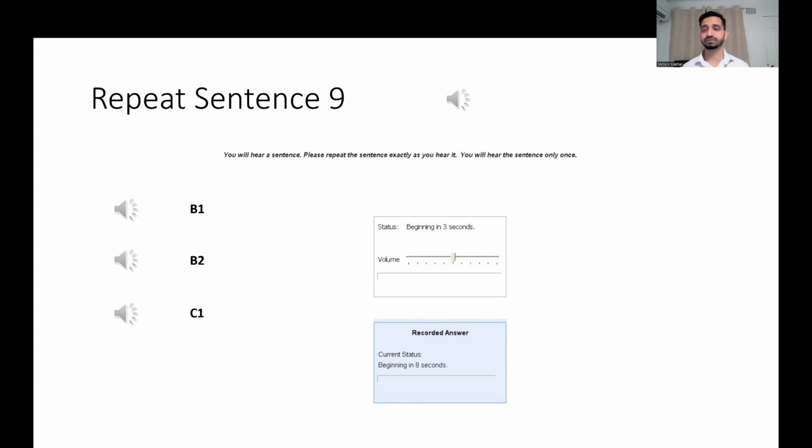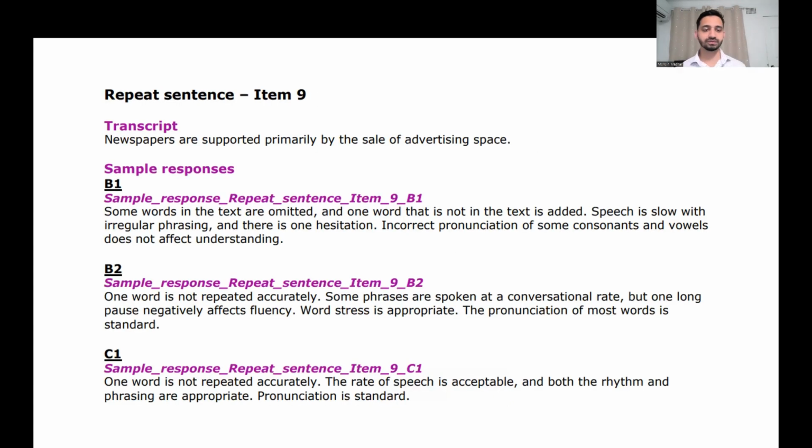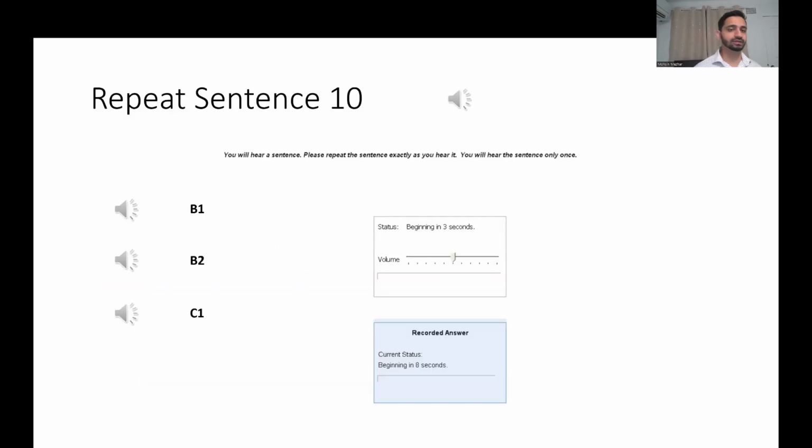Right, good. So he's trying to match the accent as well, using the lady's intonation as a guide. All right, let's look at the transcript: newspapers are supported primarily by the sale of advertising space. Again, please pause here and read all of these responses. We're going to move on to our last one, which is repeat sentence 10. Last one. Let's do it.